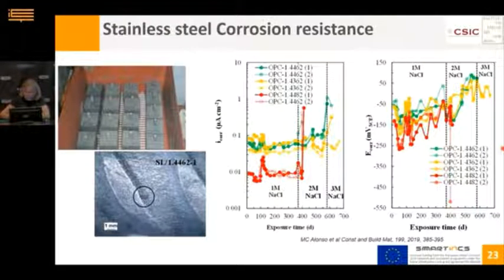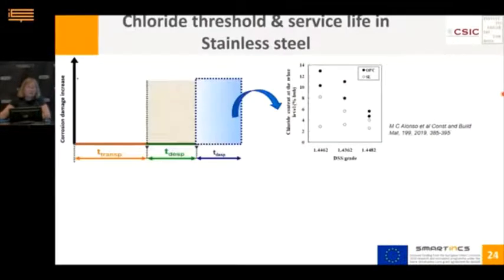So finally, what we have extended is the time to depassivation, increasing the amount of chlorides that the protection method can support at the rebar level. This is the case for different types of stainless steel with different characteristics, but at least values above 2-3%, and even up to 10-12%, can be found depending on the type of stainless steel.